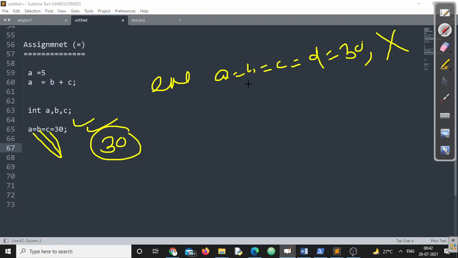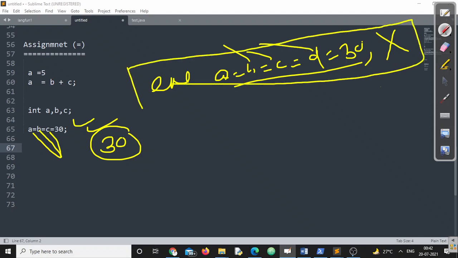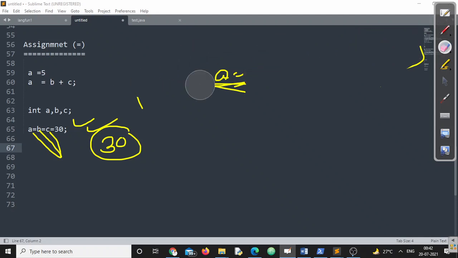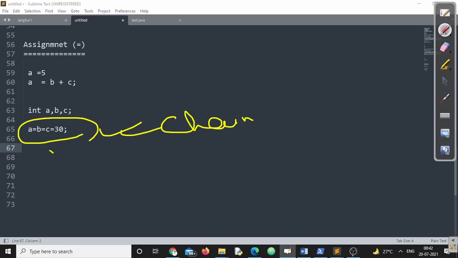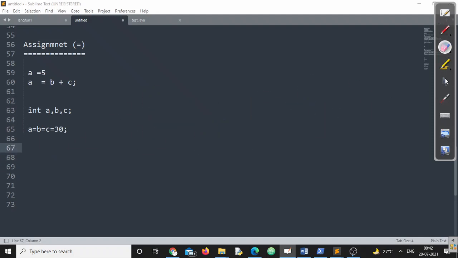So this cannot be done directly. Before this, all these variables need to be declared. Otherwise, 100% you are going to get an error message. Make sure you understand this point. Some people call this chaining of assignment operators. This is the right way to use chaining of assignment operators, right? Now, this is the second way how I can use the assignment operator. Let us come to the third way.